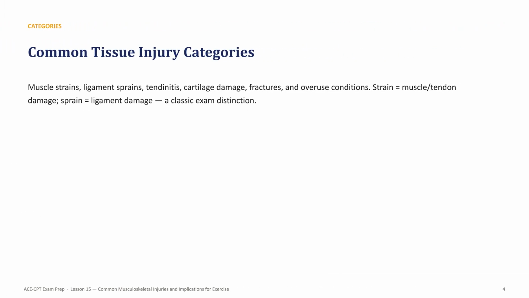Let's get precise about the categories of tissue injury you'll see on the exam and in the field. Muscle strains, ligament sprains, tendinitis, cartilage damage, fractures, and overuse conditions.